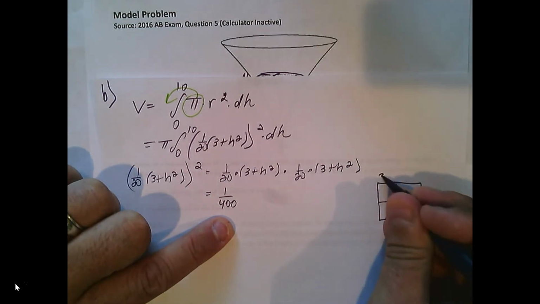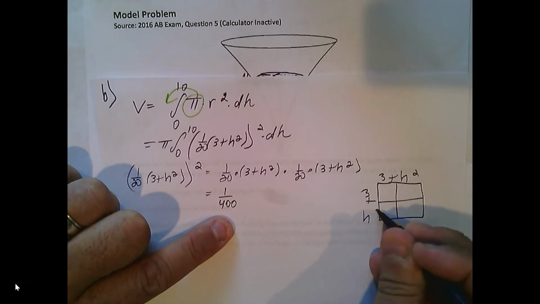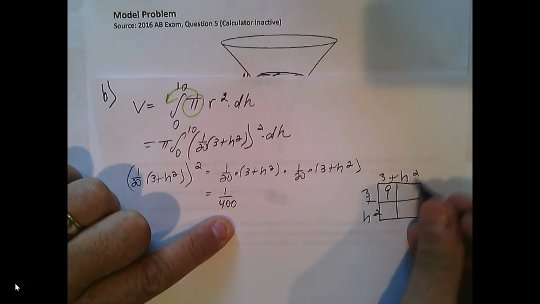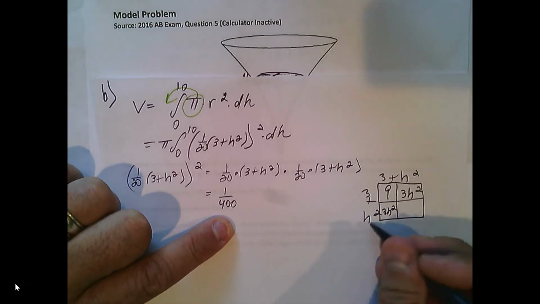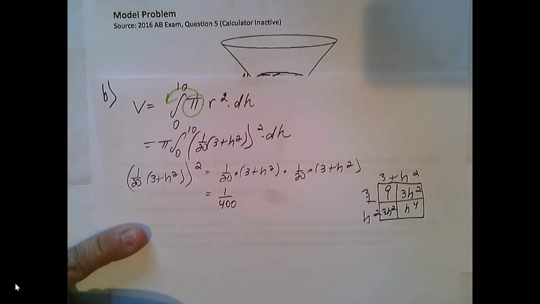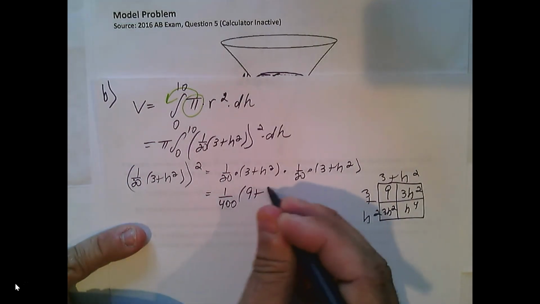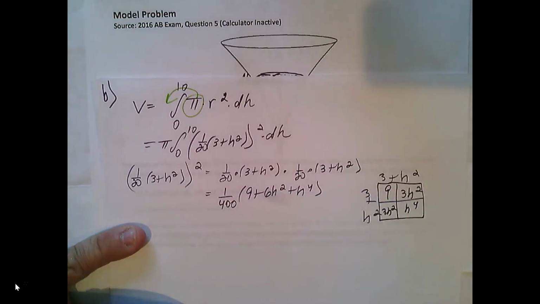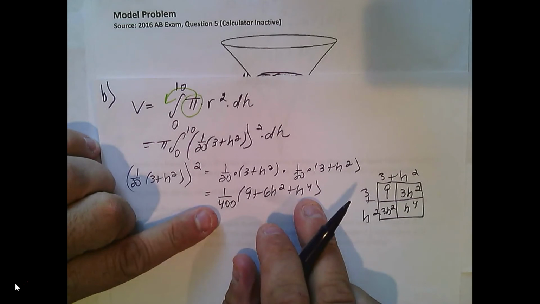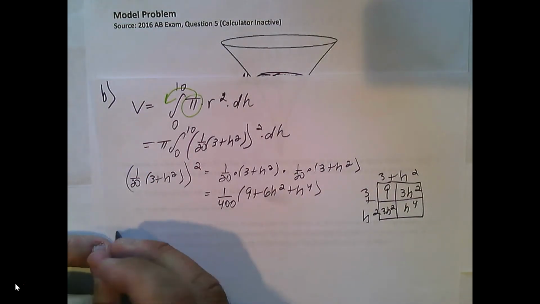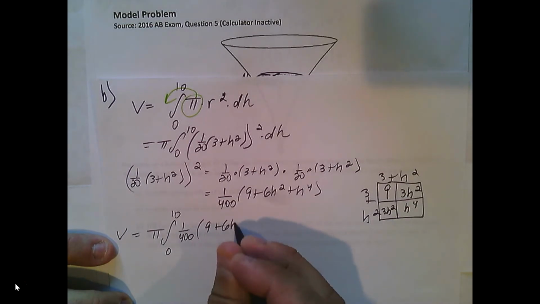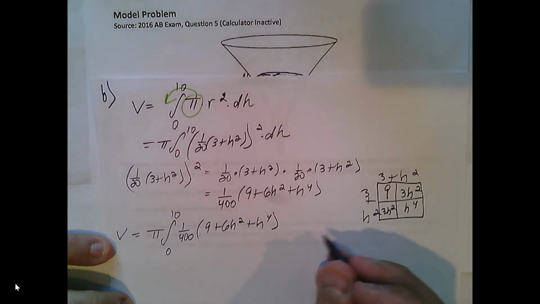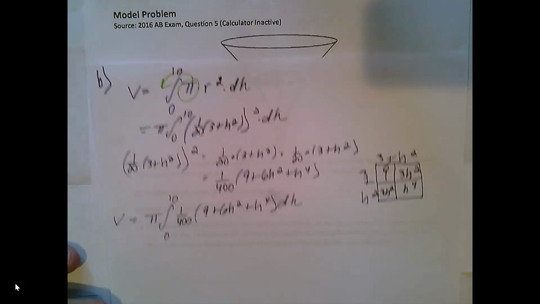If you need to, and I think it's a good idea, go over on the side and do your little box. 3 times 3 is 9. 3 times h squared is 3h squared. H squared times 3 is 3h squared. H squared times h squared is h to the 4th. You get 9 plus 6h squared plus h to the 4th. This is your integrand. It's not your answer. So where are we now? Volume is pi, the integral from 0 to 10, 1 over 400, 9 plus 6h squared plus h to the 4th, integrate with respect to h.